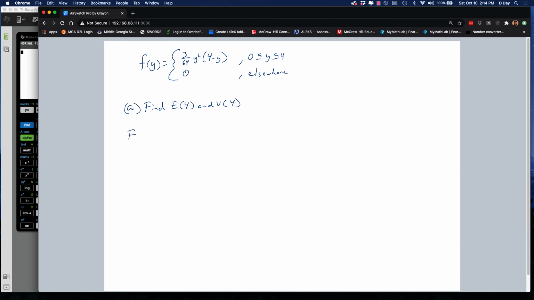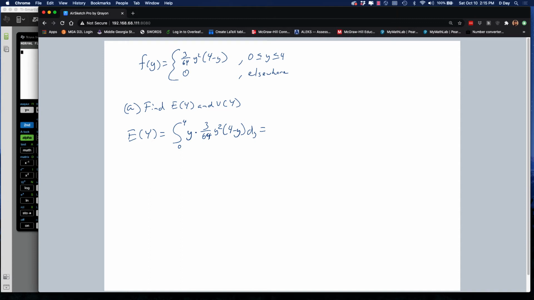So let's find the expected value of y first. Remember, that's going to be the integral, in this case, from 0 to 4, because that's where 3 over 64 y squared times 4 minus y is defined. So we're going 0 to 4, multiplying, and then that extra y term, 3 over 64 y squared times 4 minus y dy.